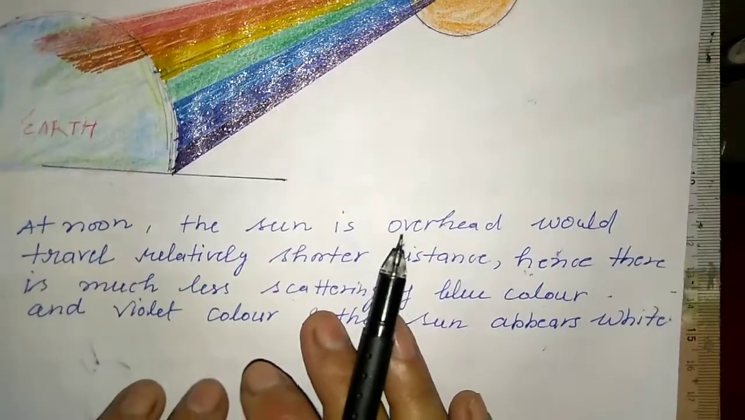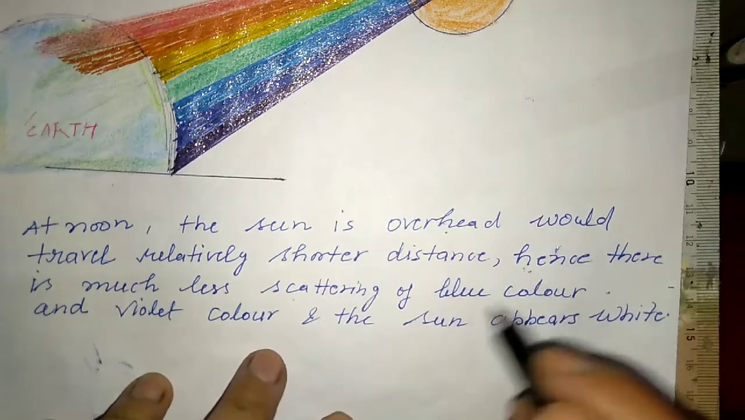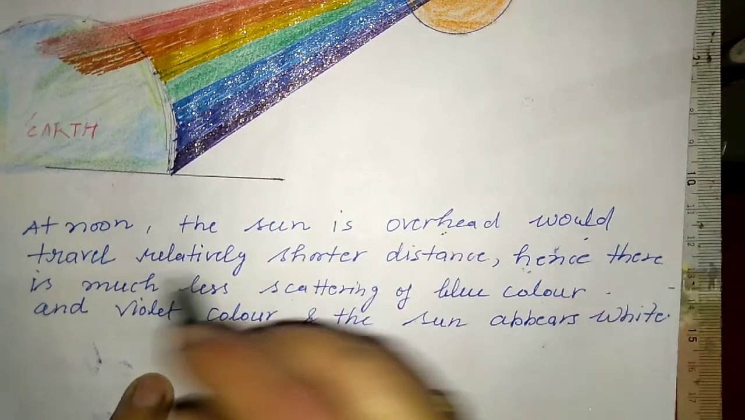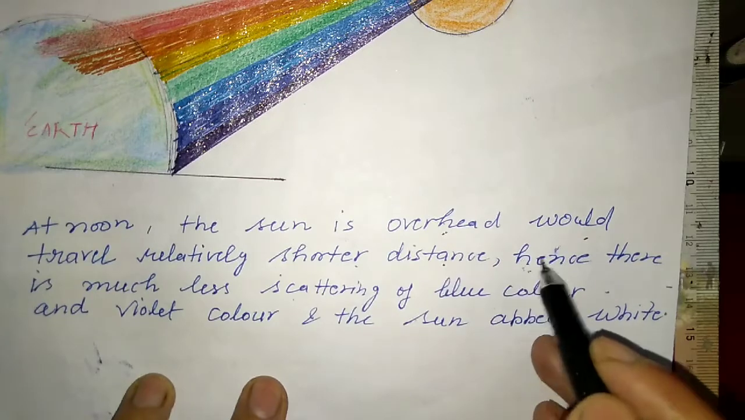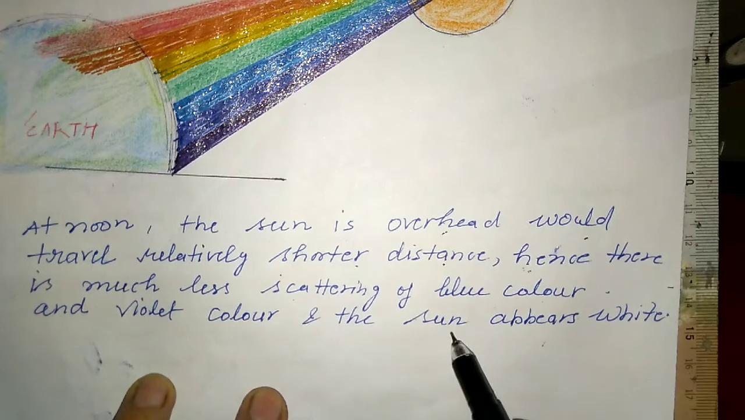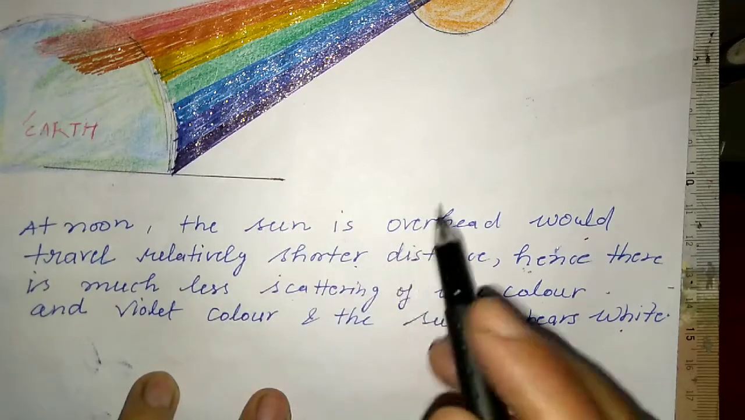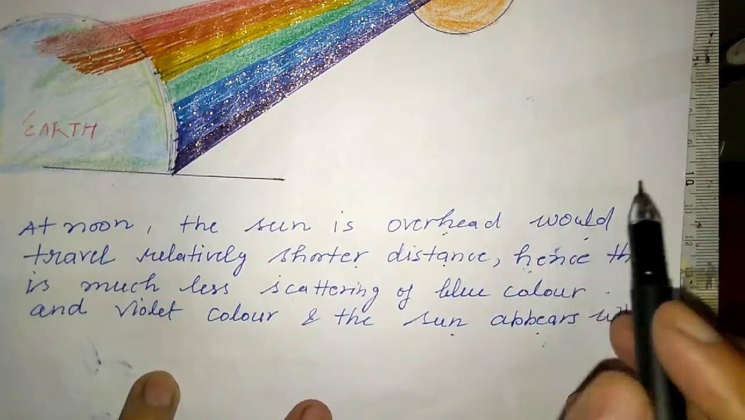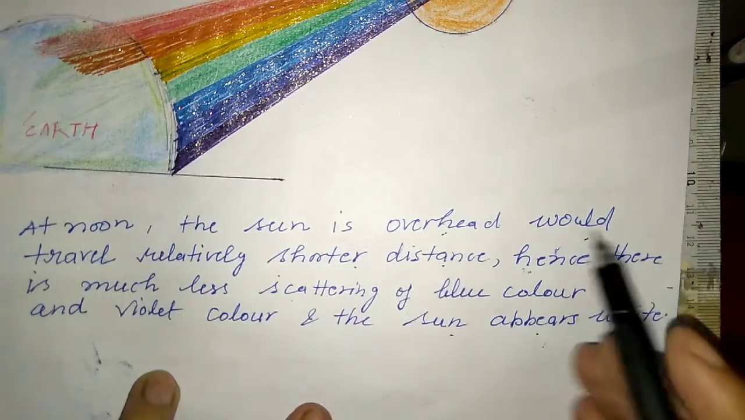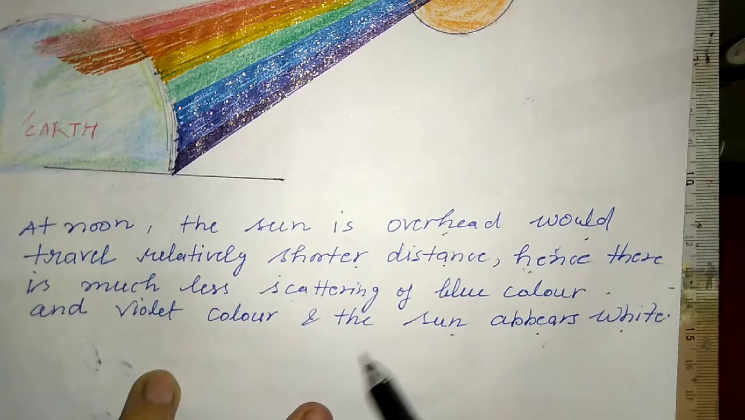But what happens at noon? At noon, the sun is overhead. At noon time the sky appears white. The sun is overhead, so it travels a relatively shorter distance. Hence, there is much less scattering of blue and violet color and the sun appears white. So a question can be taken as: why does the sky appear white at the time of noon? At noon the sun is overhead, travels a relatively shorter distance, hence there is much less scattering of blue and violet color and the sun appears white.